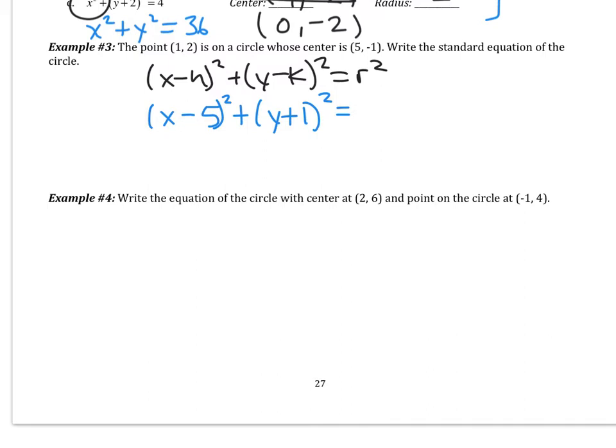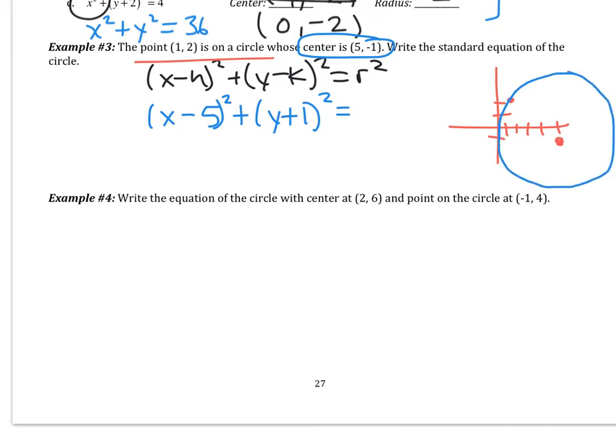The reason we were able to plug those numbers in is they told us what the center was. What didn't they tell us? They didn't tell us what r was, so they're going to ask you to solve for r. To explain what the question is talking about, I'm going to do a little graph here. Your center is at 5, -1, and then your circle passes through the point 1, 2. So our circle is doing the following.